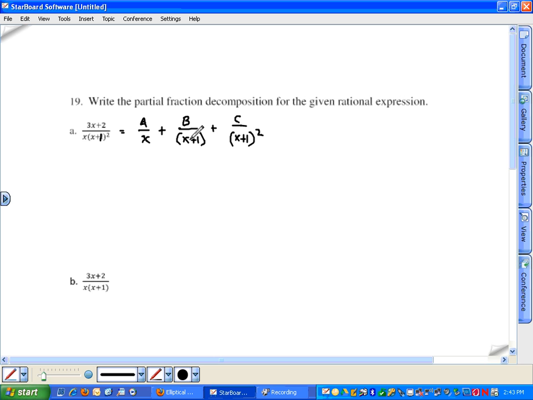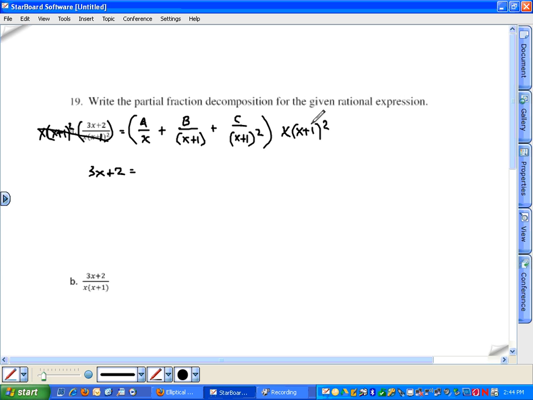We have to repeat this until we have the same exponent here as the number of times that linear factor is repeated. So this is the form of the partial fraction. Now we need to find the values of a, b, and c. So if we multiply both sides of the equation by the lowest common denominator, that's going to be multiplying this by x times x plus 1 squared. Same thing over here. That's going to eliminate the denominator, leaving 3x plus 2.